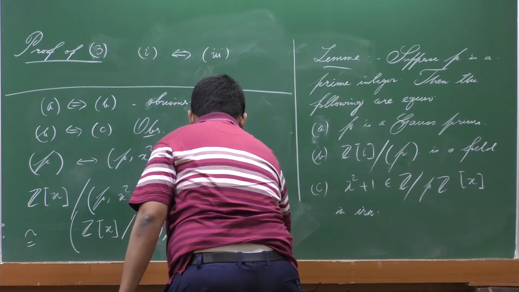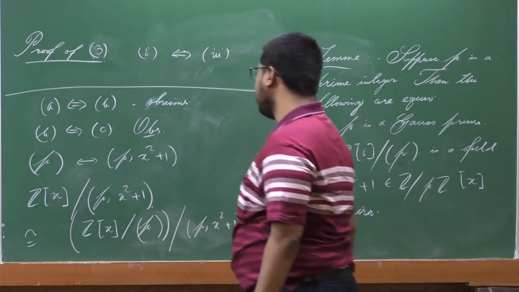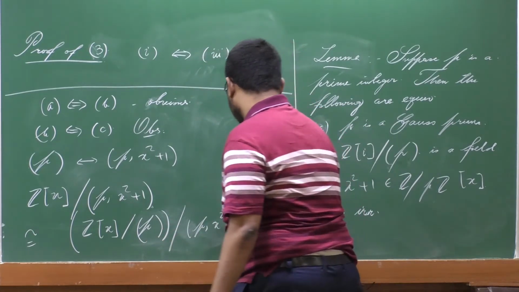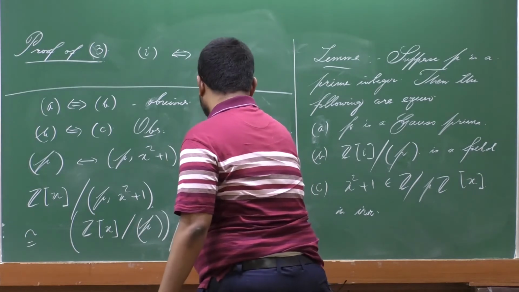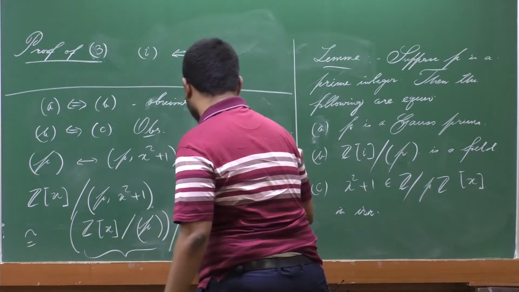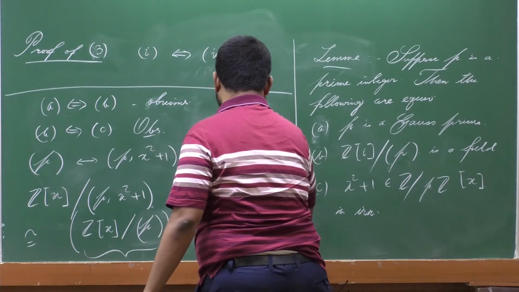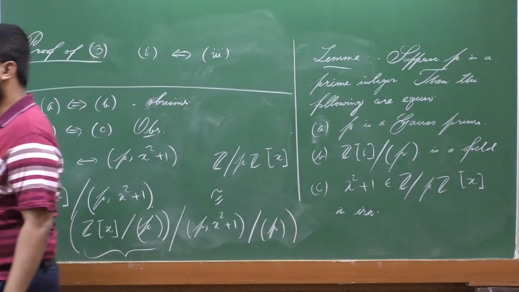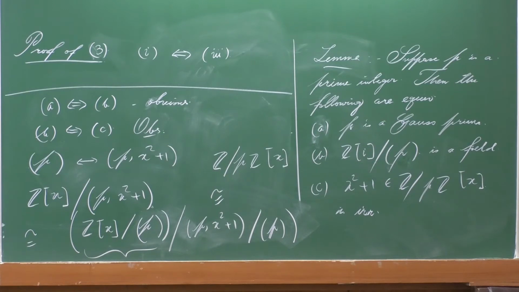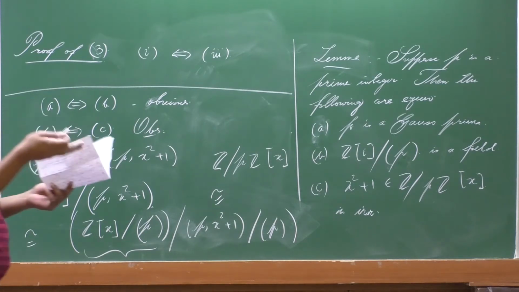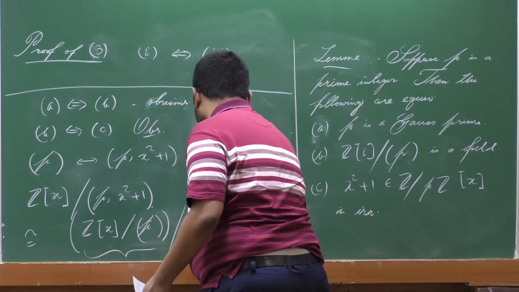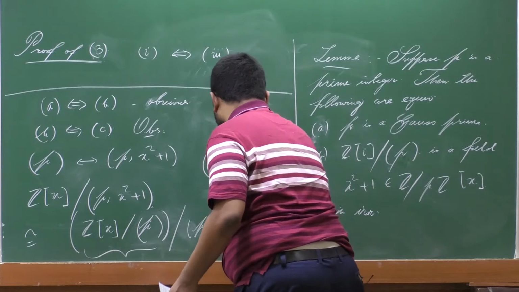X square plus 1 modulo this, and so then whatever is appearing here is isomorphic to simply Z modulo pZ x, because this ideal generated by P is basically the set of all polynomials whose coefficients are divisible by P. Now we have already proved that Rx modulo Ix is isomorphic to R modulo Ix, from that this will be isomorphic to this, and followed by, so okay, let me just explain orally.